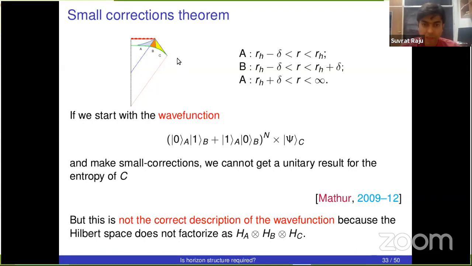I think Samir showed nicely that if you start with this wave function, you cannot get a unitary result for the entropy of C. If you later assume that all the bits from B go into C, and you started with this wave function, then you would not get a unitary result for the entropy of C. But what I'd like to say is that the result I described shows that this is not the correct description of the wave function, because very manifestly the Hilbert space does not factorize into a little Hilbert space with A and B and C. Rather, the Hilbert space of A and B both live inside C.